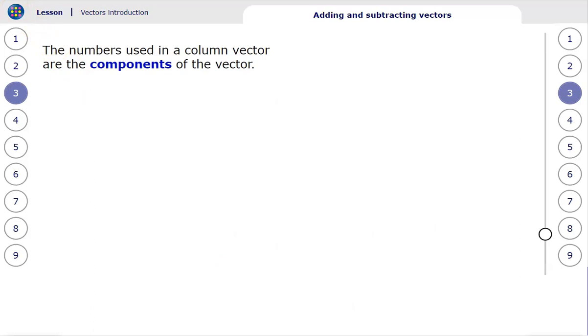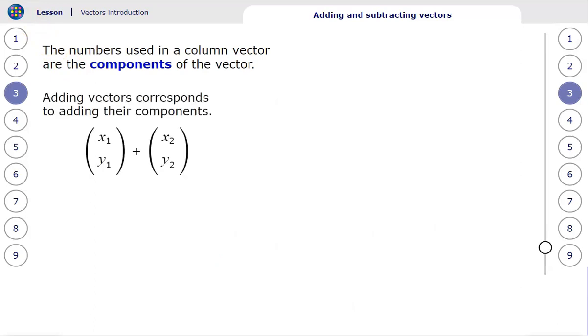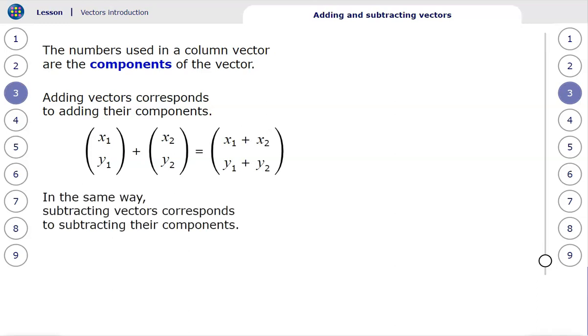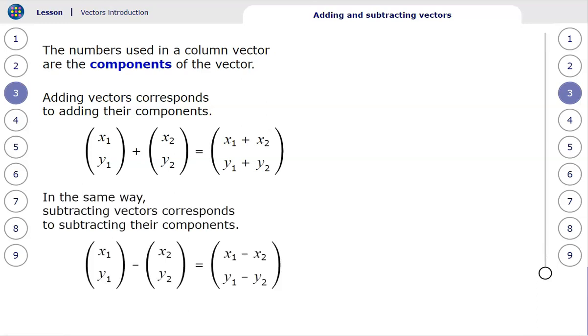We can generalize this by thinking of the components of the two vectors as being x1, y1 for the first vector, x2, y2 for the second vector. When we add them, we simply add the x components together, add the y components together. Likewise, if we're subtracting them, then we're simply going to subtract the x components, subtract the y components, and that will give us our resulting vector.